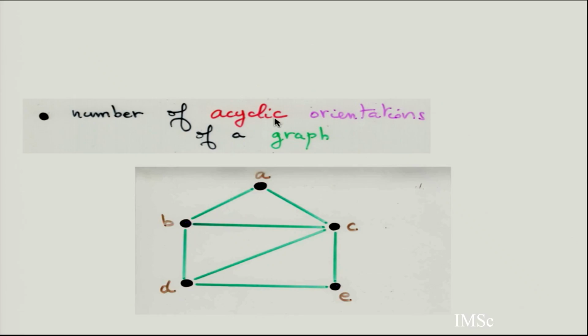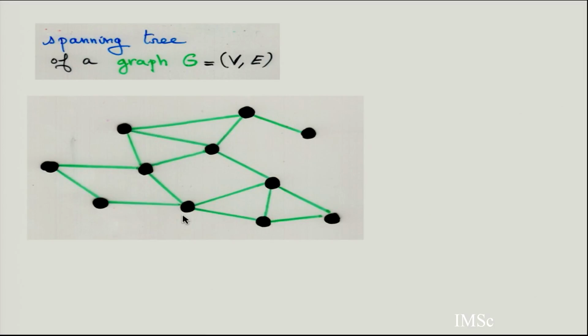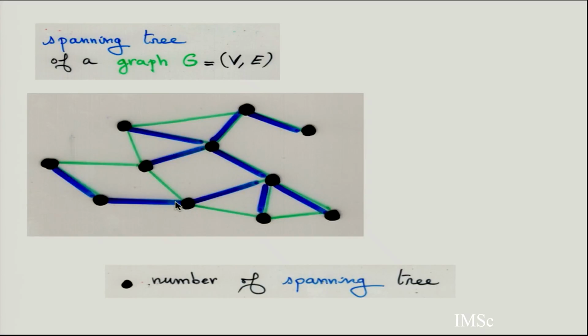In this class, we'll also have the number of acyclic orientations of a graph. Acyclic orientation means you put some orientation on the edges of the graph such that there is no cycle appearing in the graph. And we have already considered, in Wilson's algorithm about loop-erased walks, spanning trees. A spanning tree is a tree formed by the edges of the graph such that any vertex of the graph belongs to the tree.